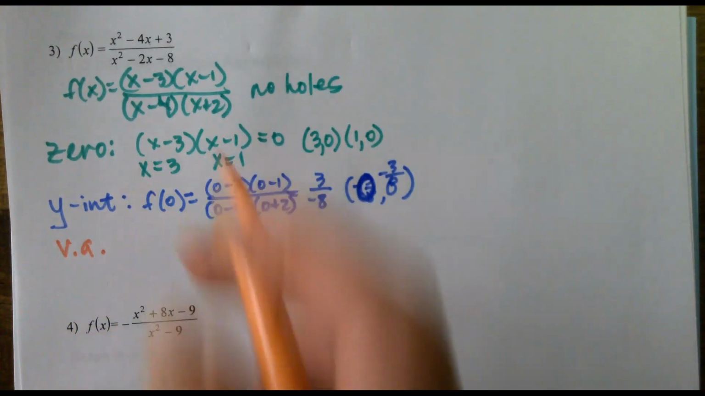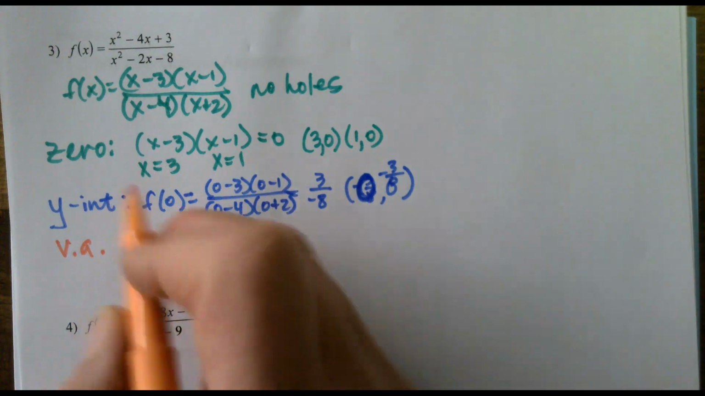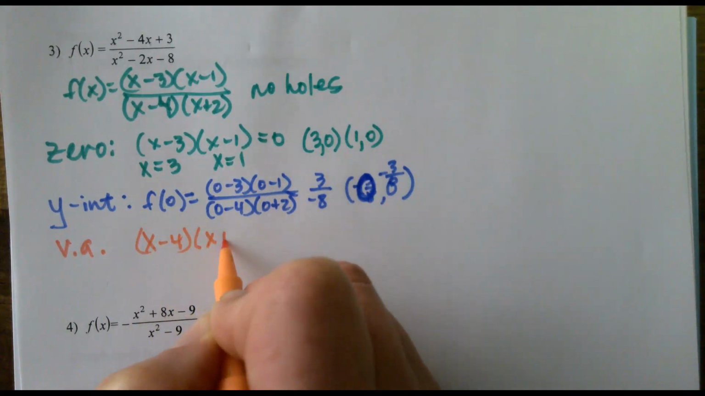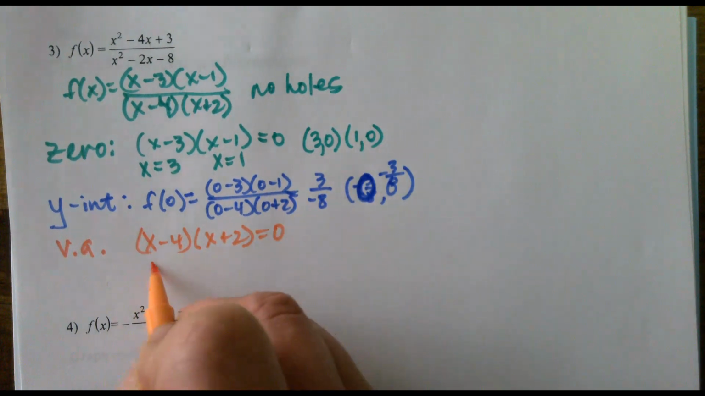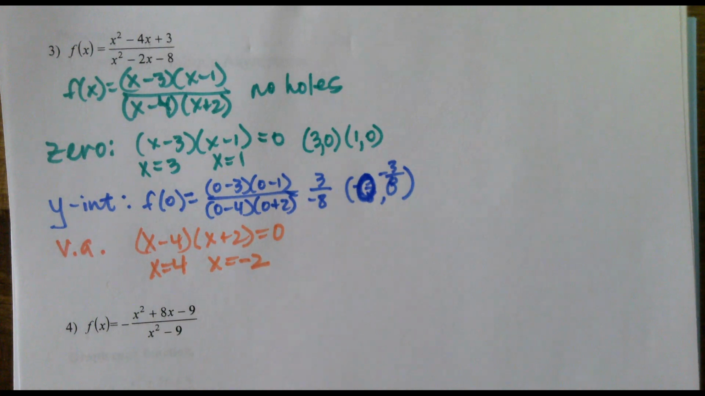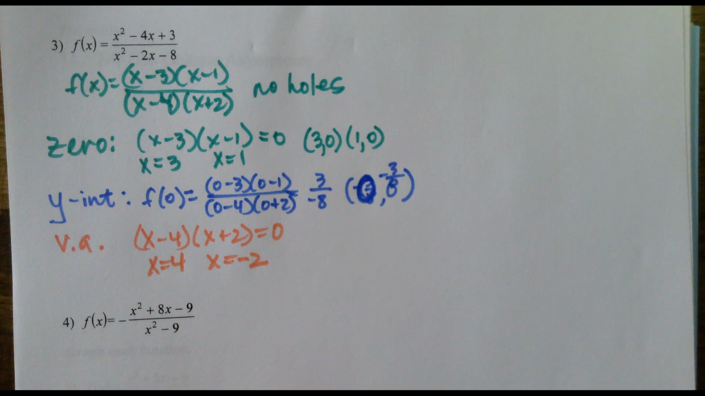Vertical asymptote. How do I do it? Bottom equals 0. So that means x minus 4 times x plus 2 equals 0. I have one at 4 and I have one at negative 2. So I have two vertical asymptotes. You will find as you do these, as you get comfortable, as you move along with them, that you will be able to find these things with very little work.